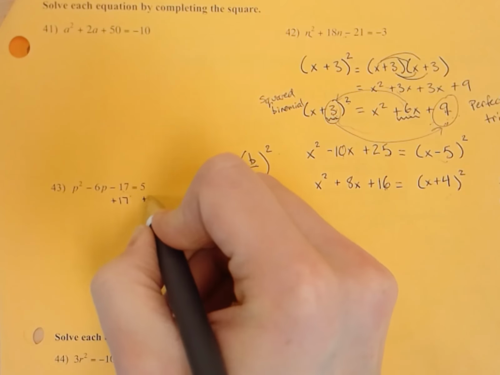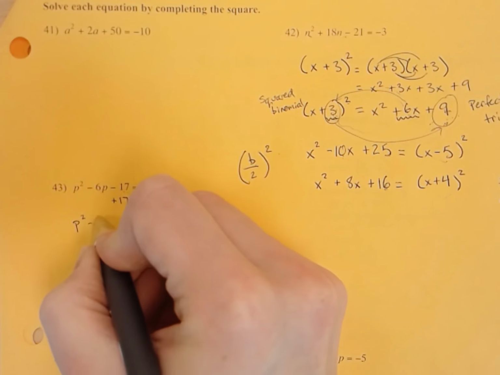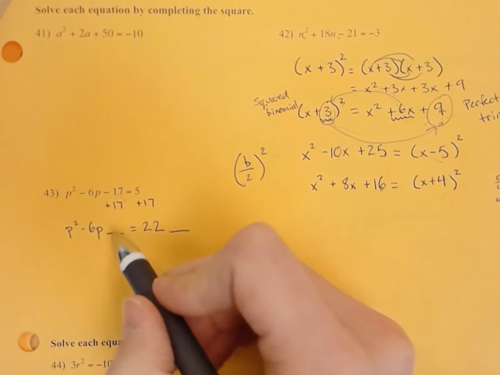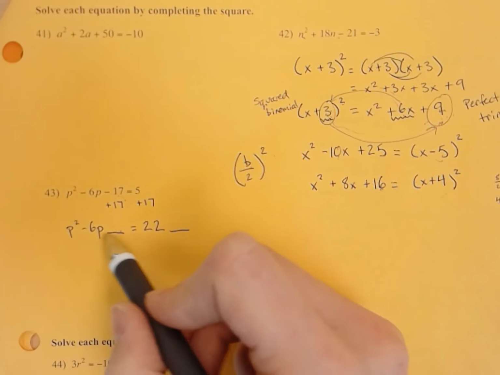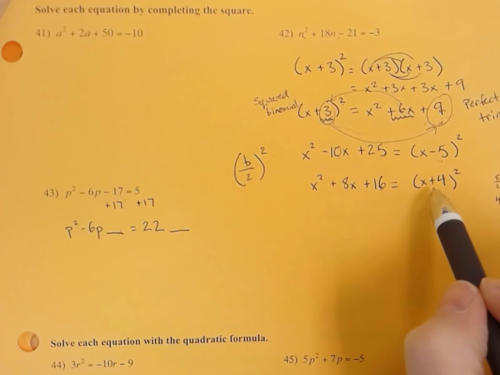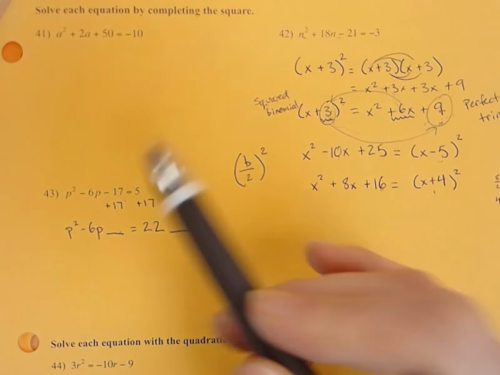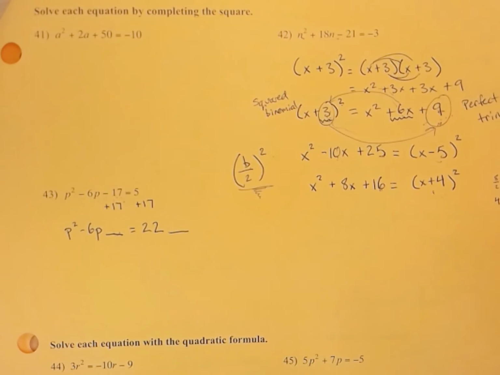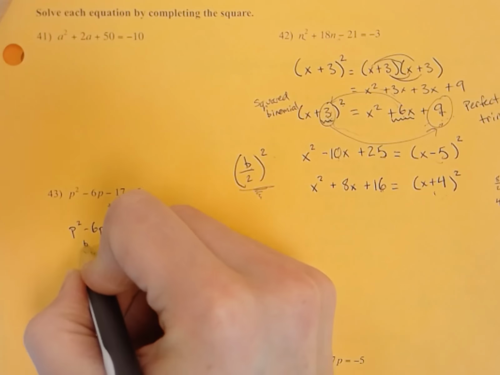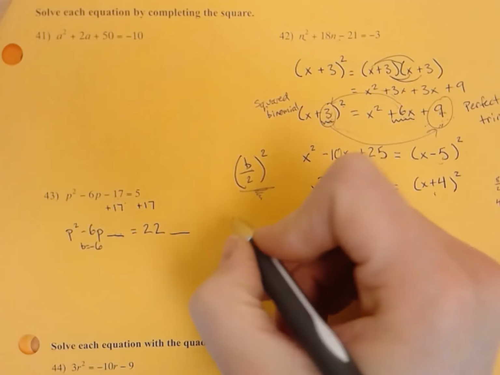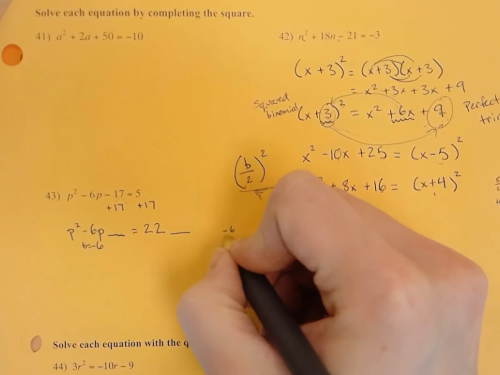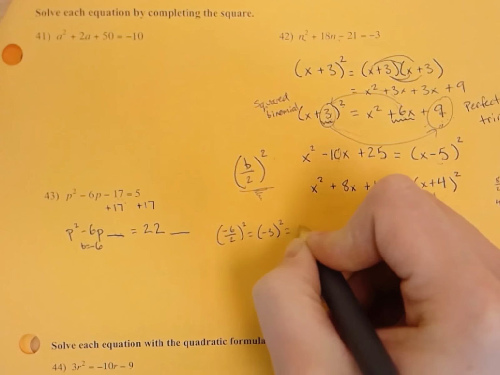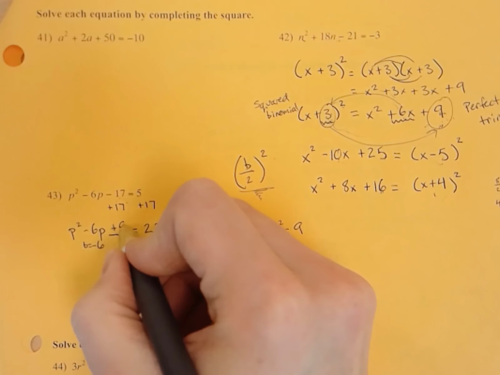I'm going to first start by getting the 17 over. And what I'm going to do is, my job is to fill this blank, because if I can make this a perfect square trinomial, I can rewrite it as the squared binomial and then get a square root. Well, how do I find the number that goes here? Oh, like that. Well, if b is negative 6, then b over 2 squared is negative 6 over 2 squared, which is the same as negative 3 squared, which is 9. So positive 9 comes here.